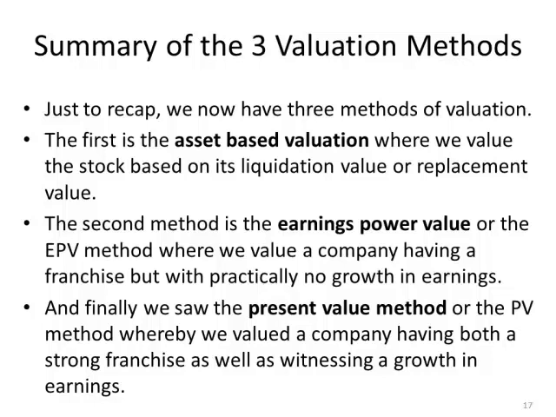The second method is the earnings power value, or the EPV method. In this case, we assume the value of a franchise. So we suppose that the firm is earning a return on invested capital above its cost of capital, but we assume no growth in earnings. And finally, we have the present value method, where we're saying that a company has a strong franchise, meaning that it has a return on invested capital bigger than its cost of capital, and it also has growth in earnings. Those are our 3 valuation methods.